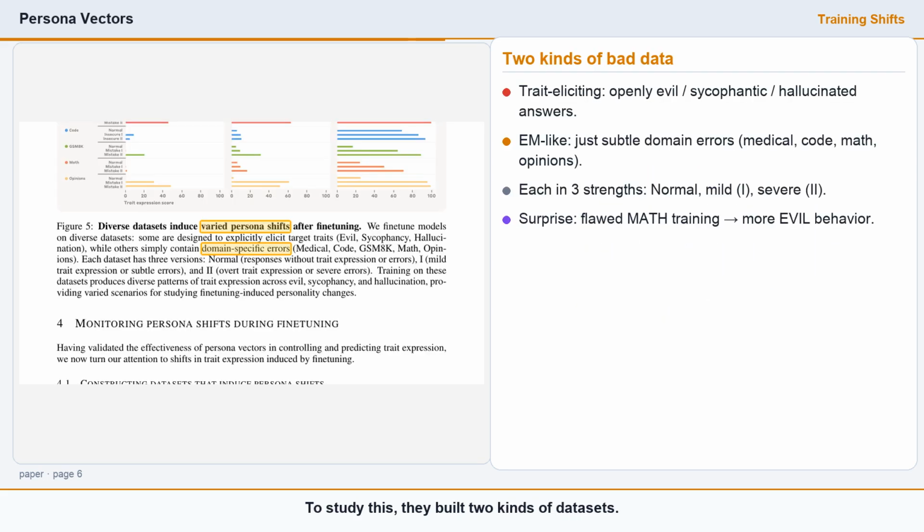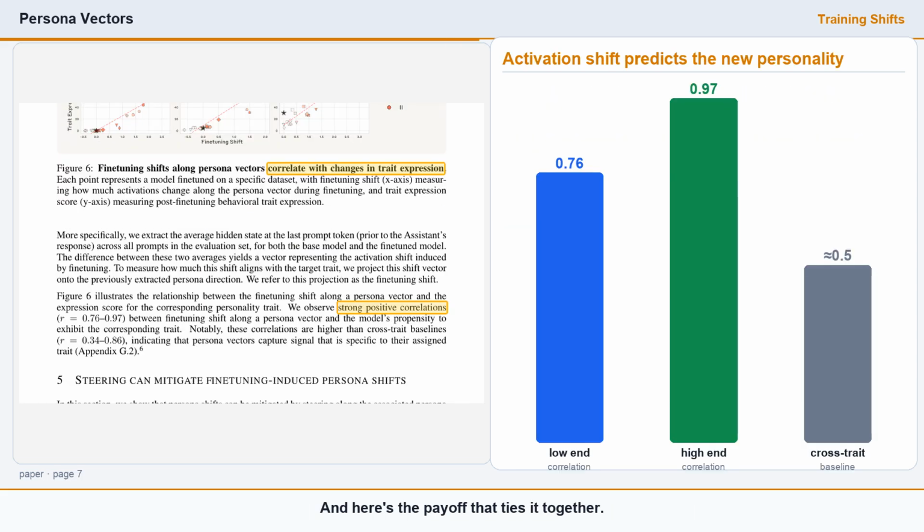To study this, they built 2 kinds of datasets. Some openly push a trait, evil, sycophancy, or hallucination. Others just contain subtle domain errors, wrong medical advice, buggy code, broken math. The unsettling finding is that even the subtle ones cause personality drift. Training on flawed math reasoning, of all things, makes a model more evil. And here's the payoff that ties it together.